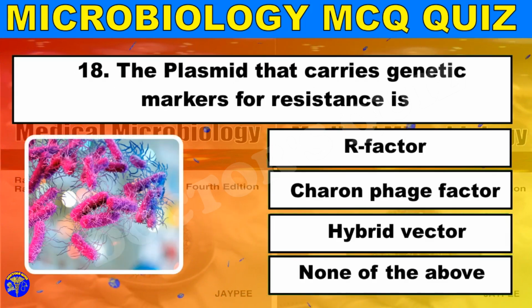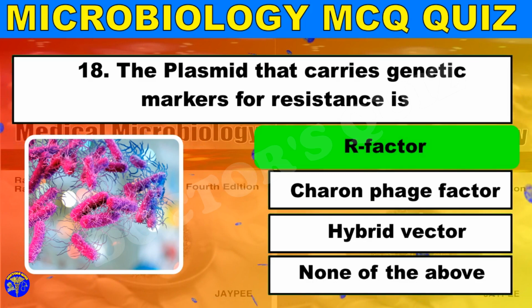The next question is the plasmid that carries genetic markers for resistances. The options are R factor, Charon phage factor, hybrid vector, and none of the above. The right answer is R factor.